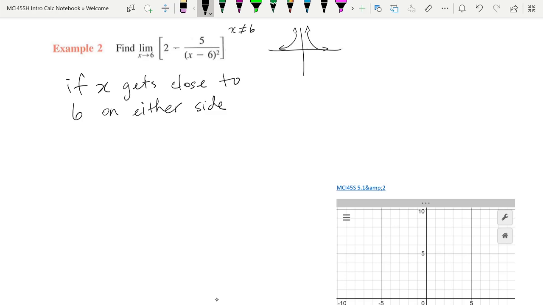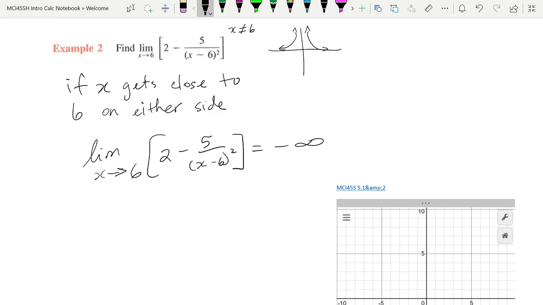If I put in a number really close to 6 but smaller, like 5.99999, I'll get a negative in the bracket, but when I square it, it becomes positive anyway, so it's the same thing, right? So if x gets close to 6 on either side, you would get a very small positive number, and you're subtracting that from 2, so I would say the limit as x approaches the value I can't have, which is 6, of this function, is going to be negative infinity, right? Because of this negative. So that tells me what this thing's going to do.